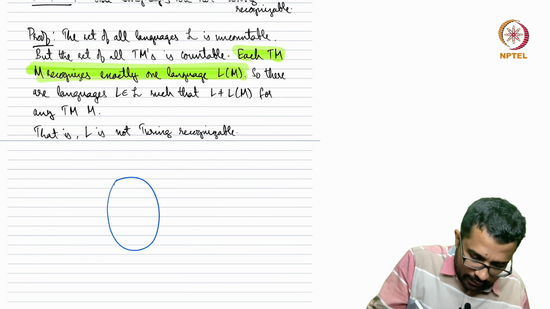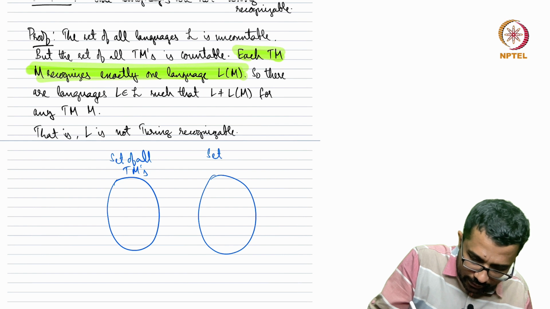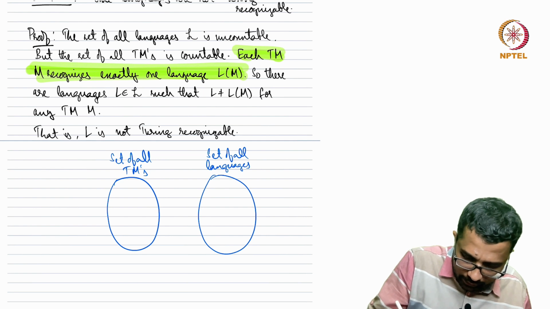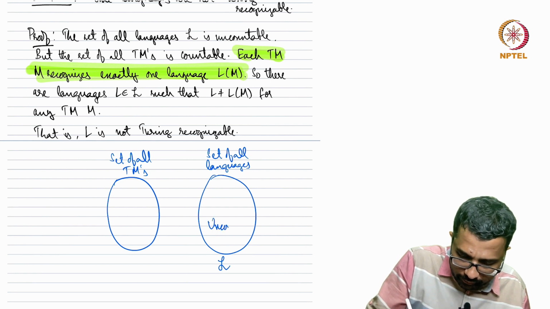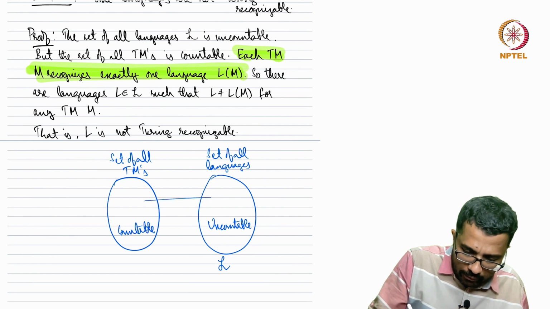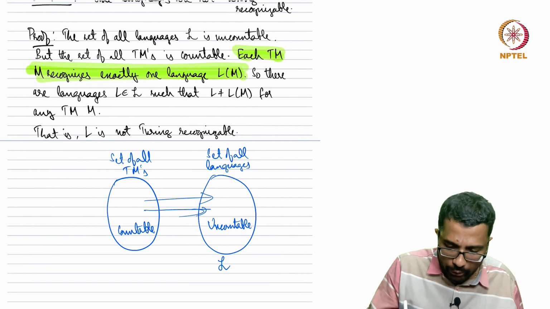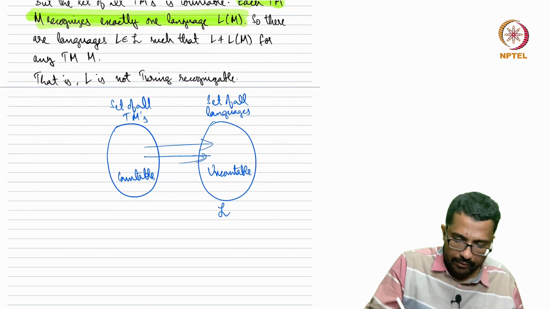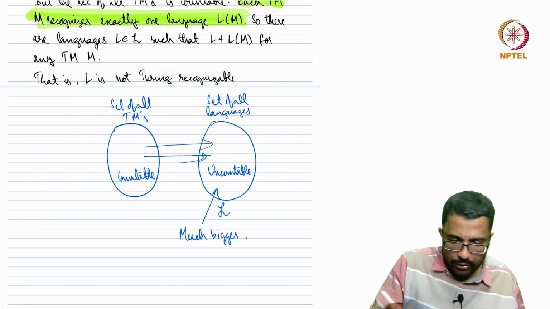So this is the set of all Turing machines. This is the set of all languages, right, which we call L. So this is uncountable. This is countable. So you cannot have a bijection. In fact, even though I drew it kind of similar in size, this is much bigger. So which means there are many languages.